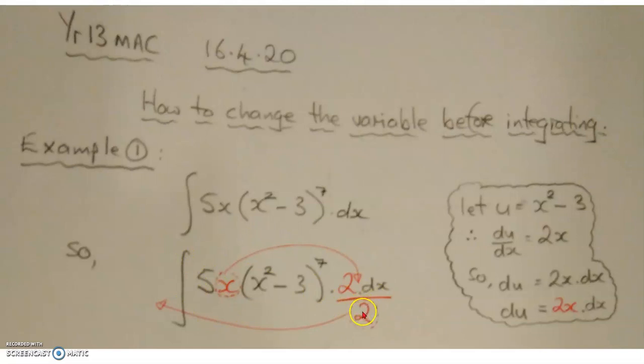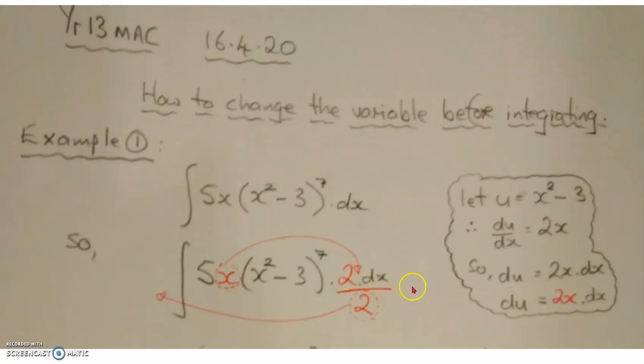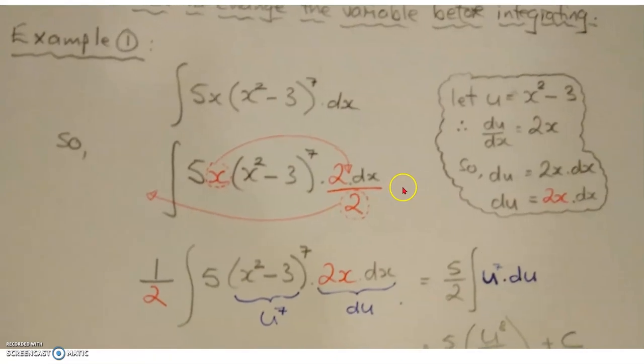But that 2 that I'm dividing by can go in front of the integral sign here as 1 over 2. And this x can be written there, giving us this 2x dx. So in other words, that goes to du. So your integral then starts to look like this. You've got the 1 over 2 here. You've got your 5, you've got your brackets to the power 7, and now you've got your 2x dx. Well, that 2x dx is du. The brackets itself are u to the power 7.